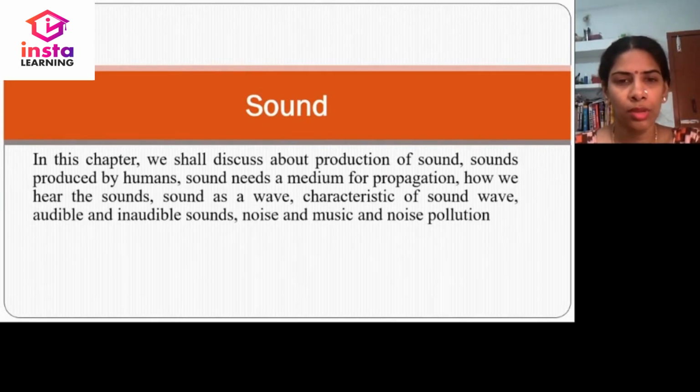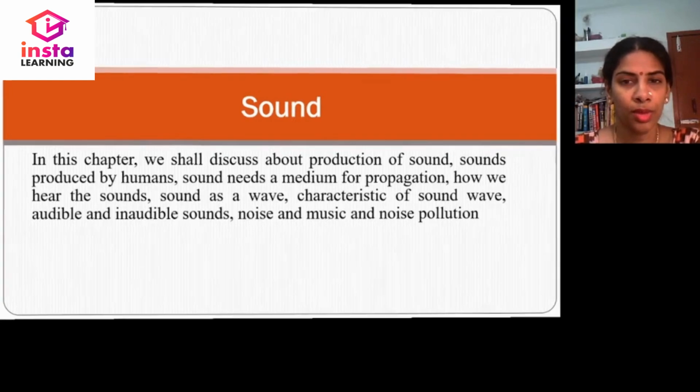In this chapter we shall discuss the production of sound produced by humans, sound needs a medium for propagation, how we hear the sound as a wave, characteristics of sound wave, audible and inaudible sounds, noise and music, and about noise pollution. Let us begin the chapter.